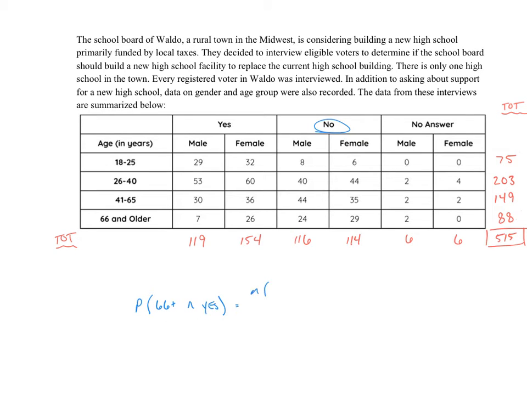All right, so where are the people who are 66 plus and said yes? Well, they are here. Those are the people who are 66 and older and said yes, divided by the number of total people in the sample space. So out of 515 people, I have 7 of them who are male and said yes, and 26 of them who are female and said yes. So that leaves us with 33.